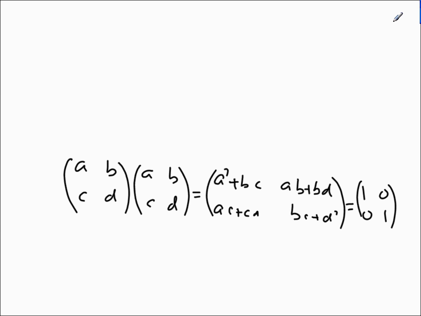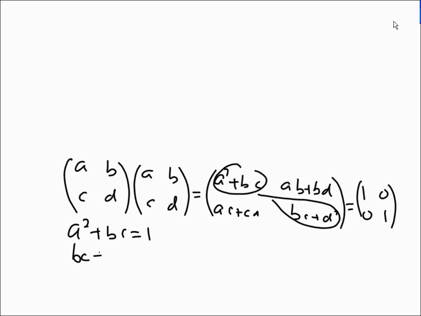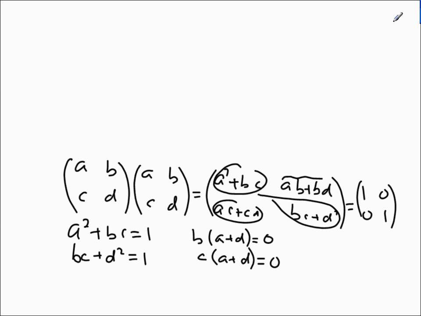That is, this should be 1, these two should be 1, and the other two should be 0. A squared plus B times C should be 1. BC plus D squared should be 1. And here I'm going to factor out the B. B times A plus D should be 0. And here I'll factor out the C. C times A plus D should be 0. Now, in this one, if I subtract, the BC's cancel out.